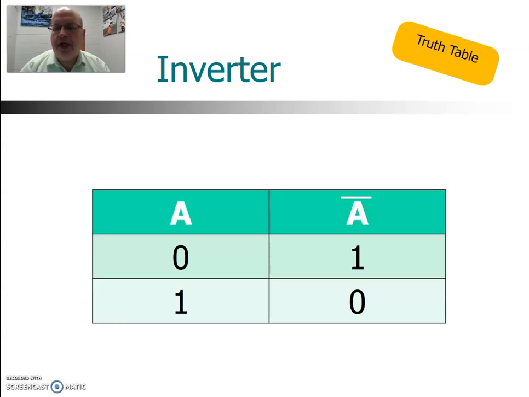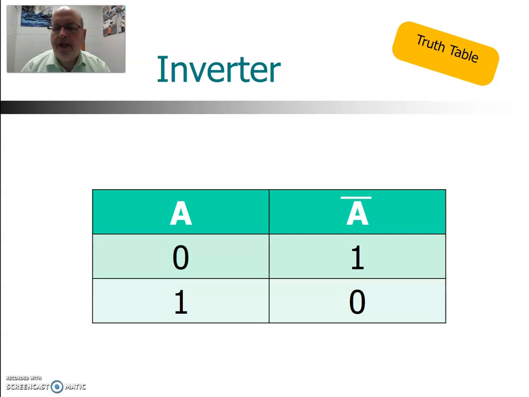The truth table shows you the relationship between the inputs and the outputs. So with the inverter, the input is a variable we call A, and the output will have the opposite state. So we have digital logic possibilities of 0 or 1, the binary number system. If we input a 0, we'll get a 1 on the output. If we input a 1, we'll get a 0 on the output.